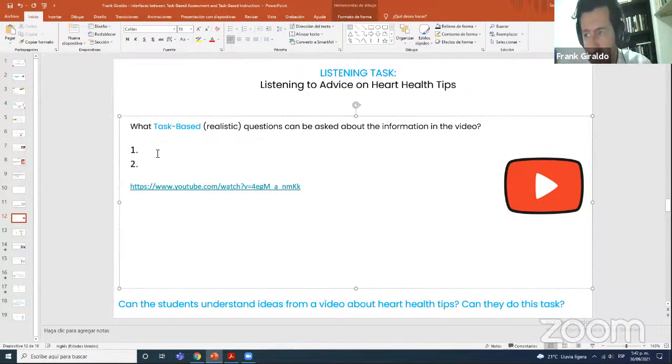I'll give you an example of what not to do in task-based assessment and teaching. What adjectives did the person use? So that's a vocabulary-based question. So that's not a good question for task-based assessment. But a good question for task-based assessment would be, what did you write, teachers?